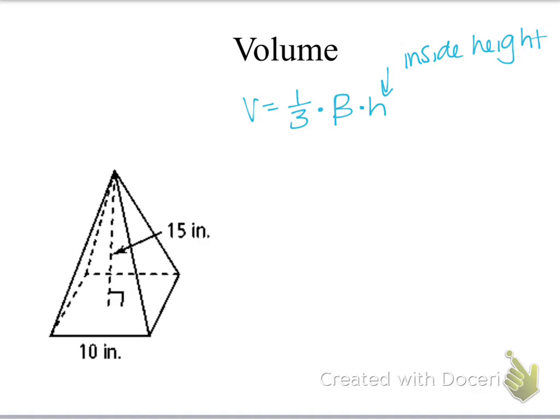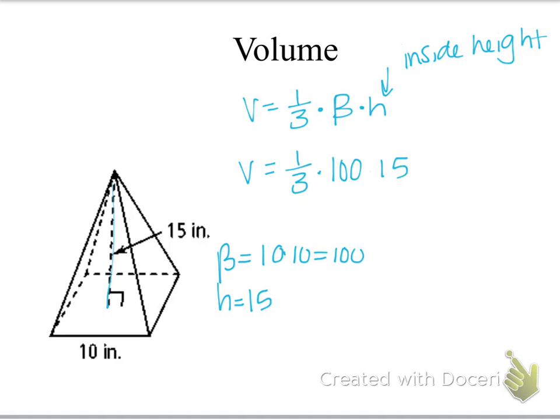Okay, so going back to your chart, we've got the area of the base that we need, and we also need the inside height, which we have this time. Area of the base, since it's a square, is 10 times 10, which gets me 100, so we're just going to fill it in. 1/3 times 100 times 15, and we get 500 inches cubed. Remember, it is cubed for volume.